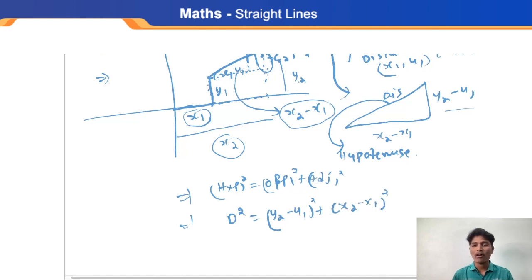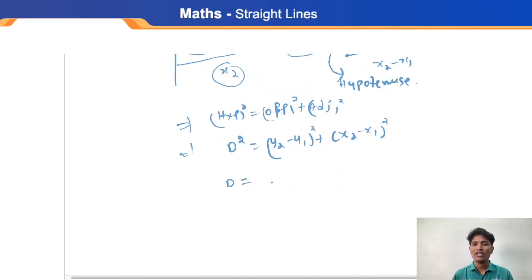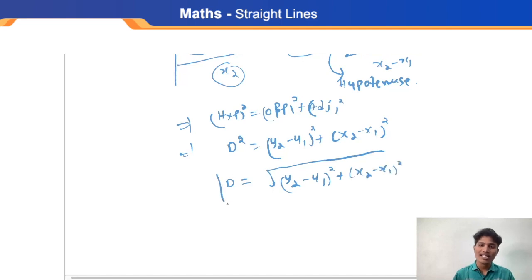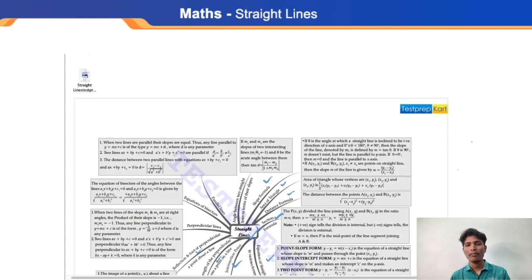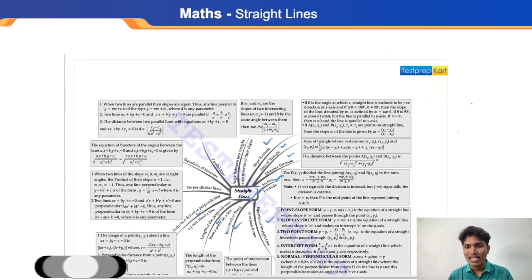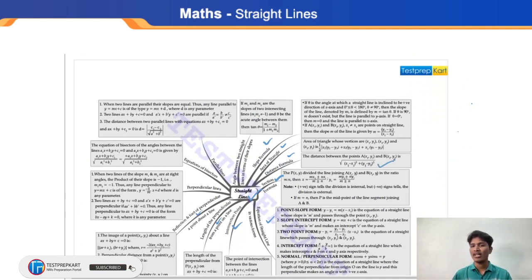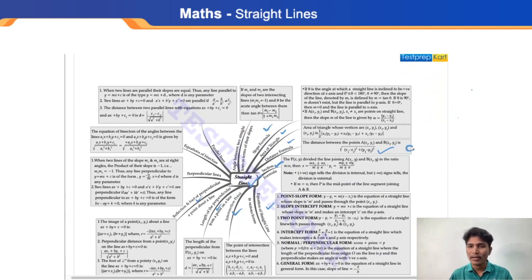Now I want to find the d value. What is the d value? d is equal to root of y2 minus y1 whole square plus x2 minus x1 whole square. This is called the distance between 2 points. This is the formula they have given in the mind map: the distance between 2 points x1 y1 and x2 y2 is root of x1 minus x2 whole square plus y1 minus y2 whole square. It is the same as this one. So this block is completed.